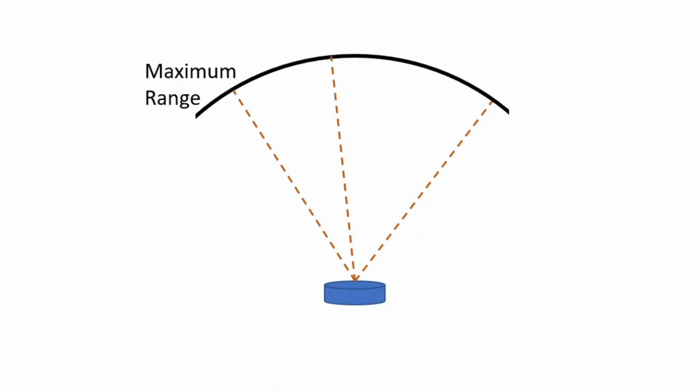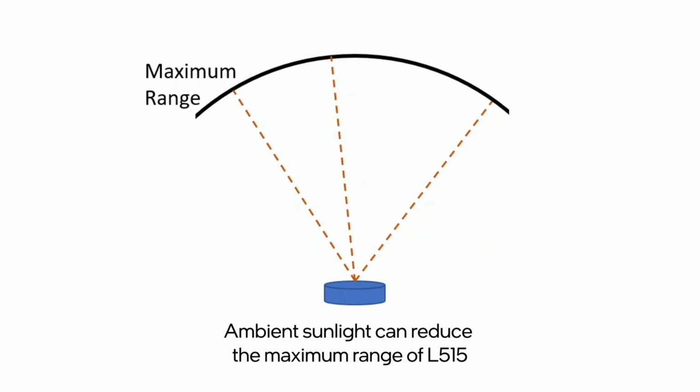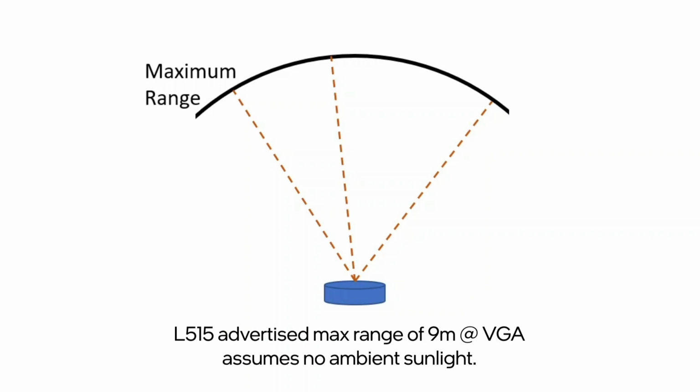External light sources, such as sunlight, lower the signal-to-noise ratio of L515 and therefore reduce the range. A scene with no sunlight may have the advertised max range of 9 meters, while a scene that has sunlight coming in through a window could have a maximum range of 5 meters or less.